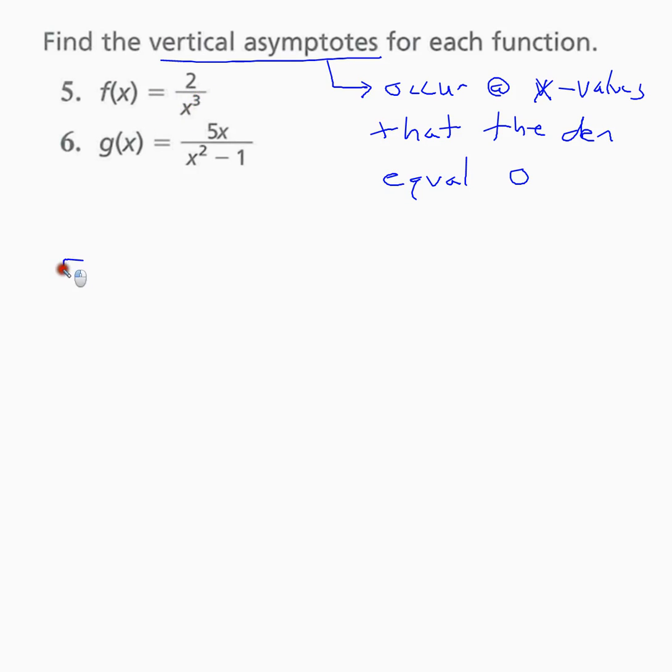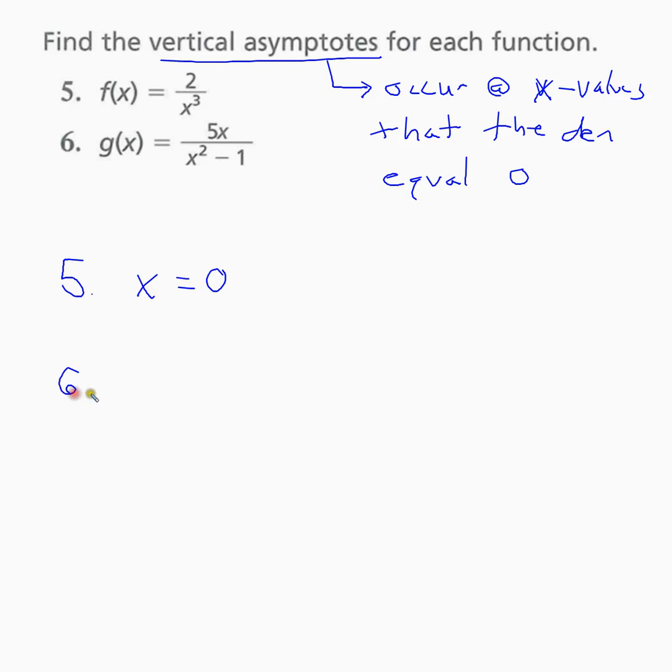Well, for number 5, vertical asymptotes are written in the form x equals a number. So we put x equals, and what makes this equal 0? Well, it's 0. You must put x equals 0. Don't just put 0. Put x equals 0 because that is a vertical line. So that's your vertical asymptote because that's the value that makes the denominator equal 0.